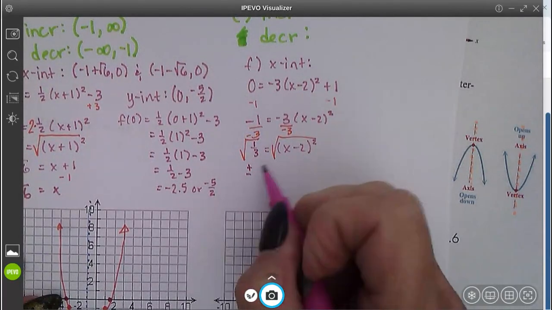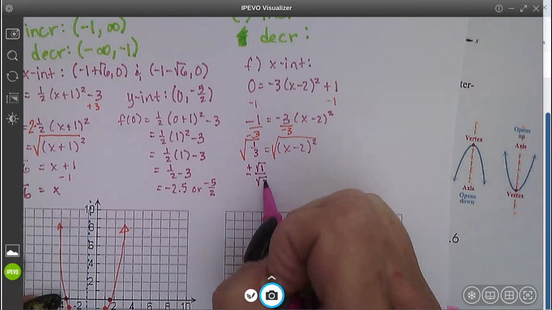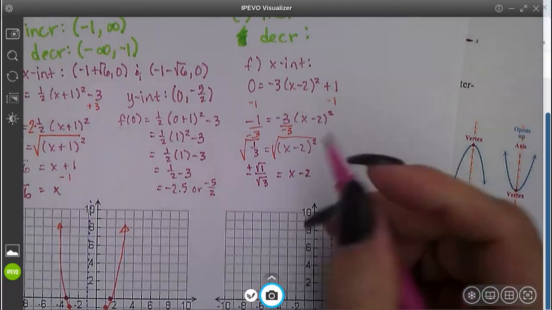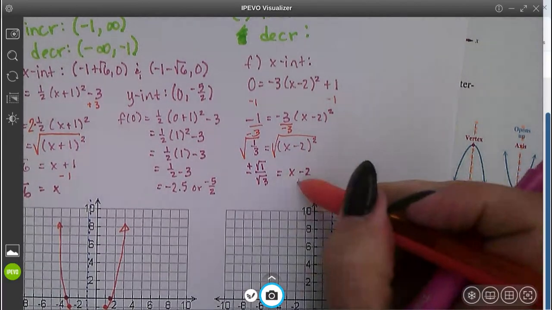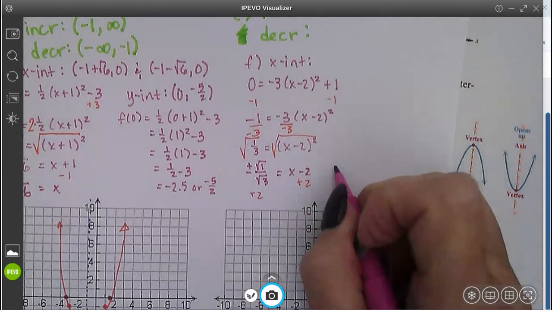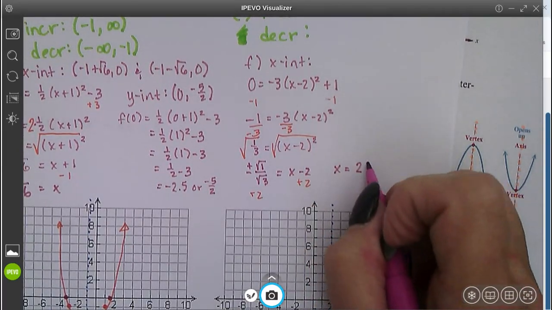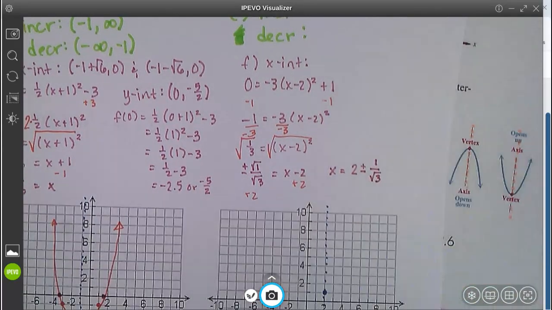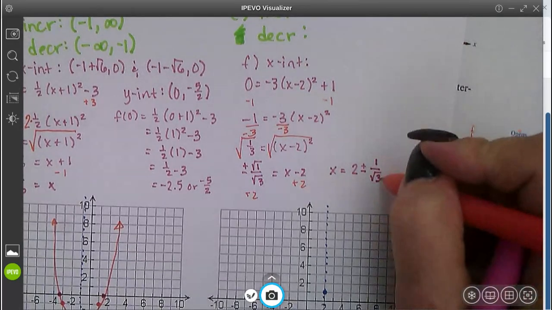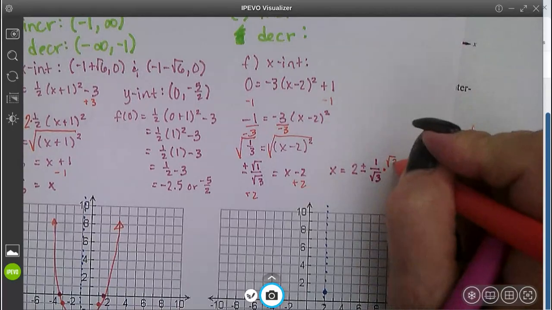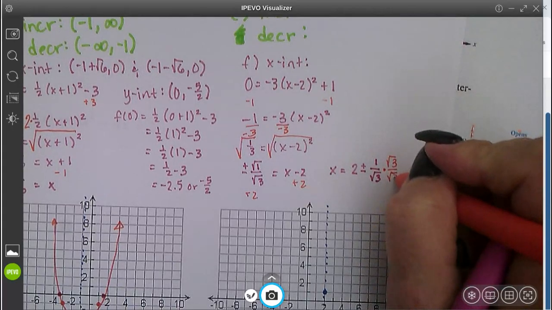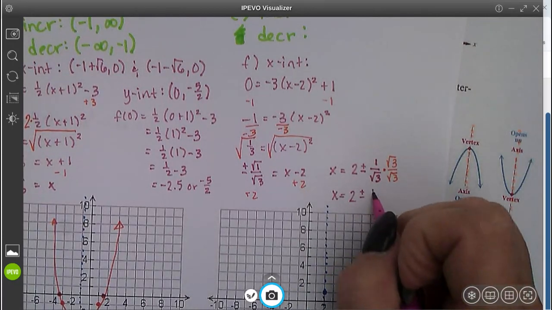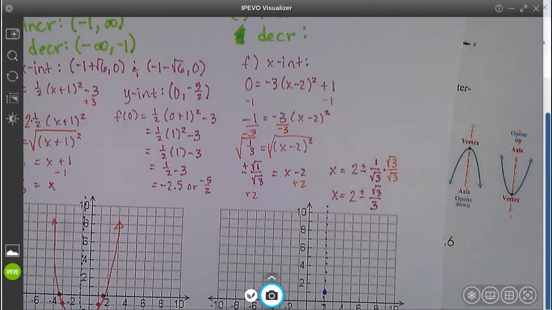I get plus or minus the square root of 1 over the square root of 3 equals x minus 2. And then I'm going to add 2 to both sides. I'm going to work to over here. So I get x equals 2 plus or minus the square root of 1 is regular 1, over the square root of 3. Well, my math lab isn't going to like that. You have to rationalize that denominator. So I need to multiply by square root of 3 over square root of 3. So I get x equals 2 plus or minus the square root of 3 over 3.